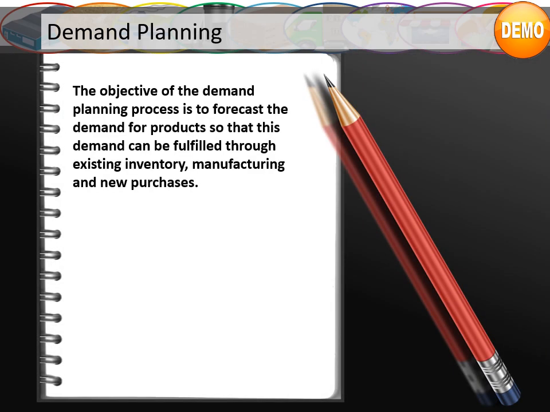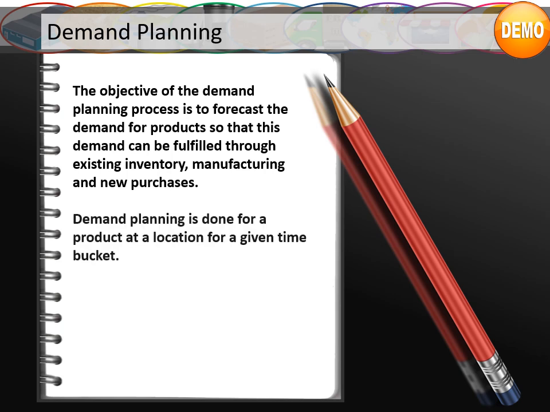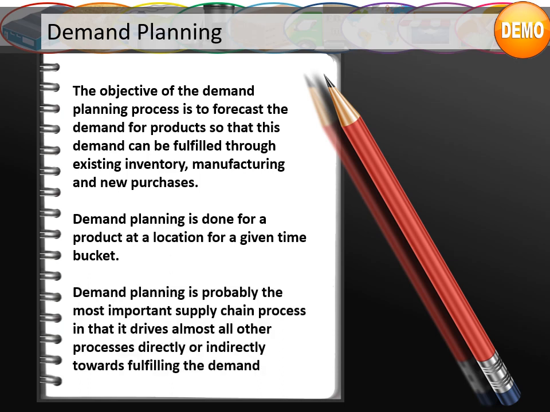Demand planning. The objective of the demand planning process is to forecast the demand for products so that this demand can be fulfilled through existing inventory, manufacturing, and new purchases. Demand planning is done for a product at a location for a given time bucket. Demand planning is probably the most important supply chain process in that it drives almost all other processes directly or indirectly towards fulfilling the demand.